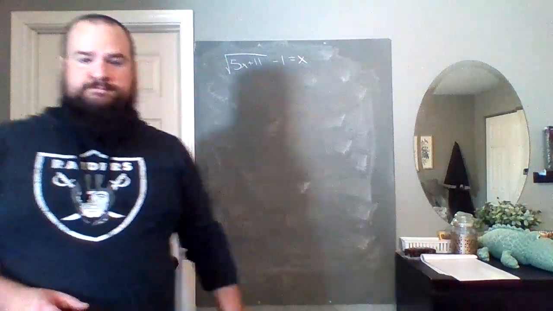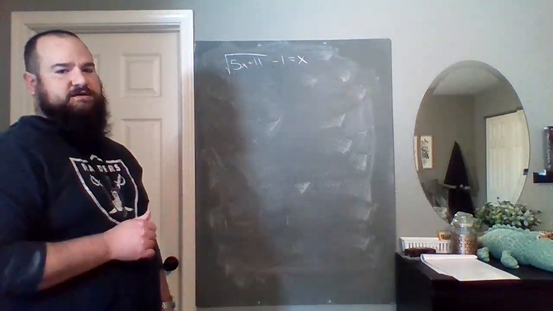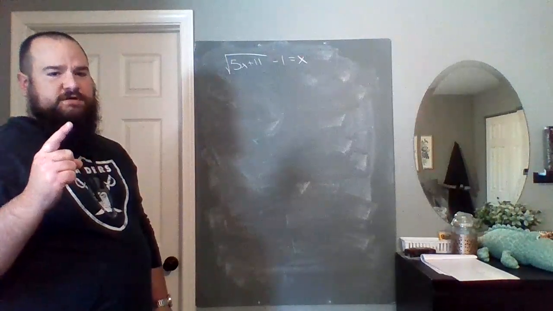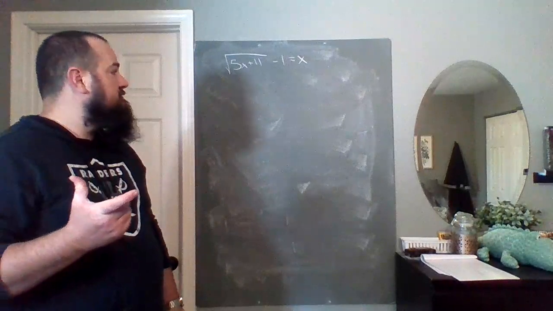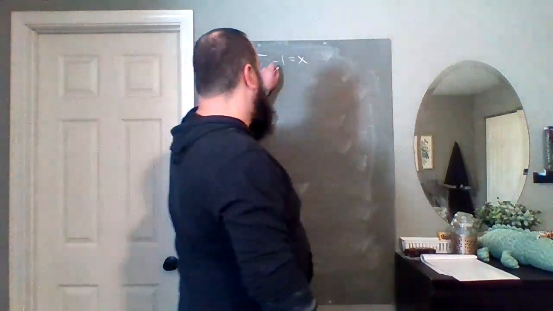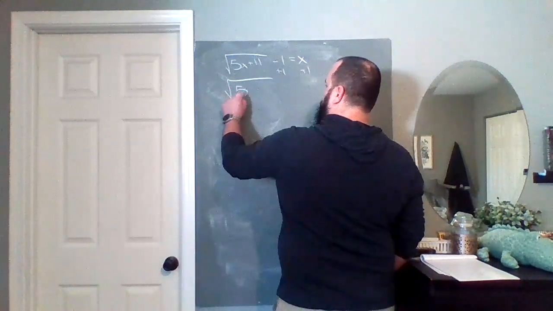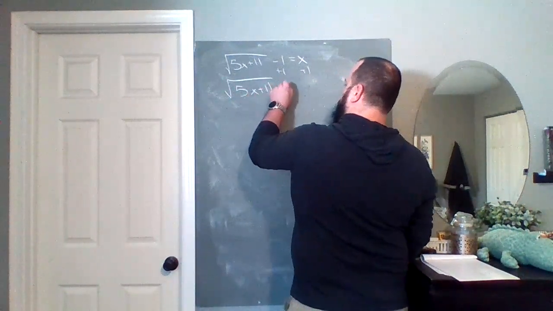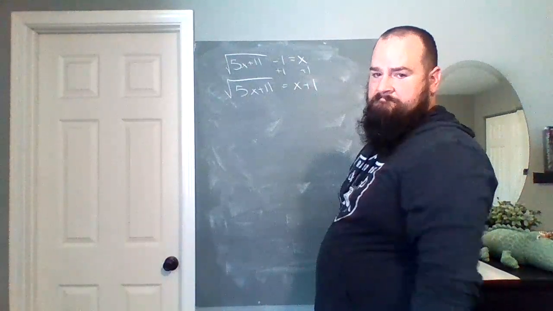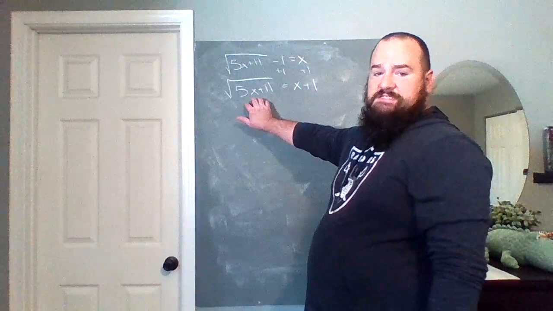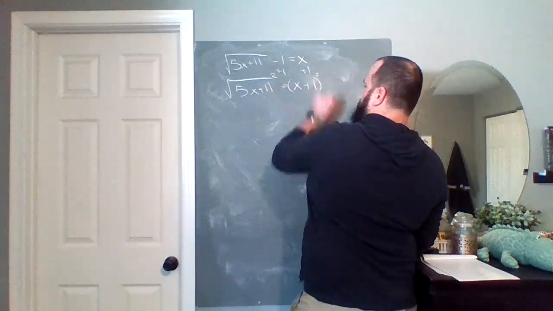Now let's look at this problem. The square root of 5x plus 11 minus 1 equals x. The first thing I have to do is isolate that radical sign. To do that, I simply have to add 1 to both sides. Look at this. Now I have that radical isolated, so now I just square both sides, like we've been doing.